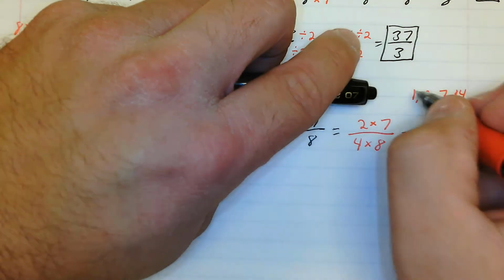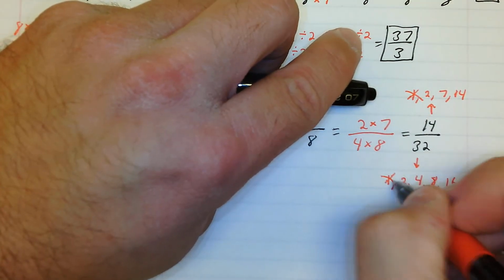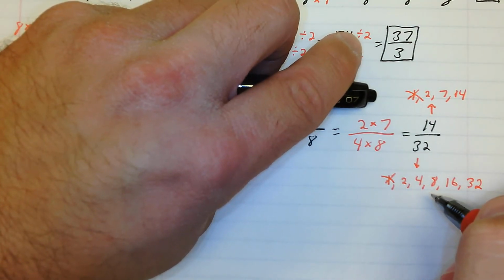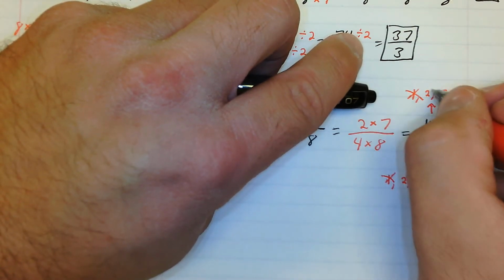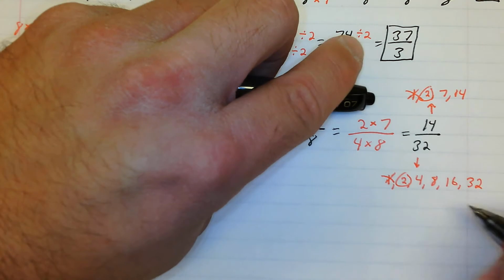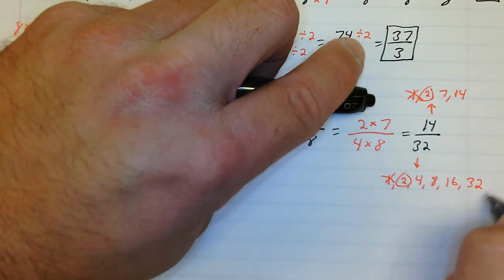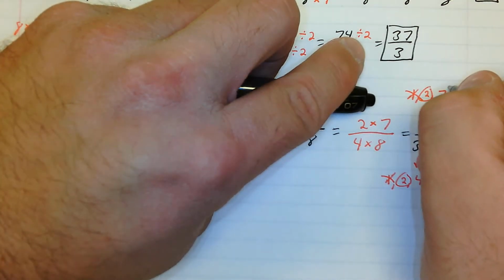Okay, ignoring 1. We're not worried about 1. We're going to try to find the greatest common factor between 14 and 32. Okay, well they both have 2 in common. Great. Do you see any 7s down here? No, so 7 is not a factor.